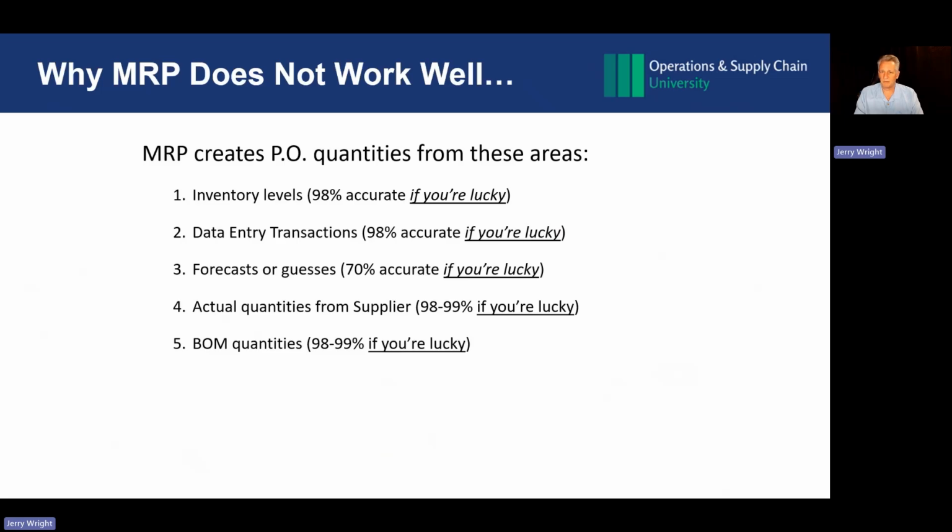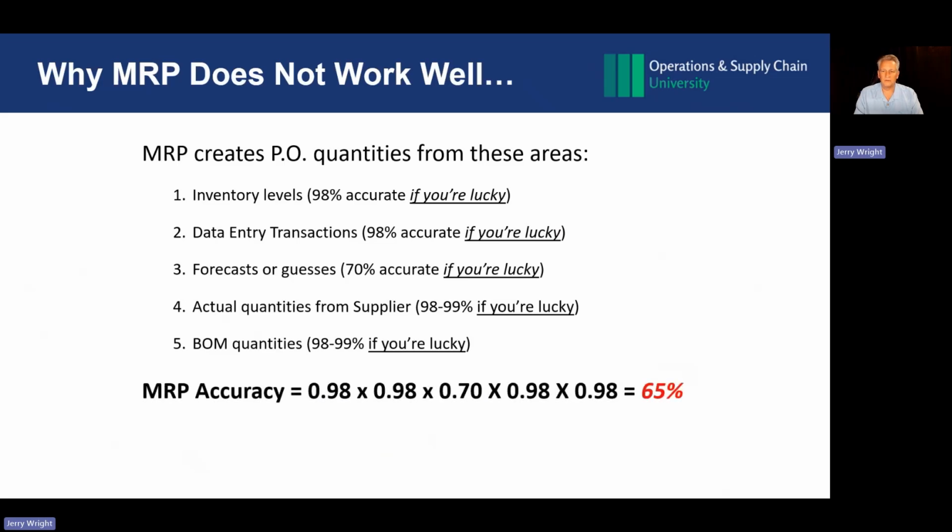Then actual quantities from suppliers, sometimes they give you too much, but usually you're a little short, particularly in large batches. And then bills of materials are often inaccurate. So with all these inaccuracies, to know your true accuracy in total, you have to actually multiply them all together. When you take 0.98 times 0.98 times 0.98 times 0.98 times 0.7, you end up with 65% accuracy. So if you think about it, we really just have materials random predictions. Now, that's not good. That's not going to work well.